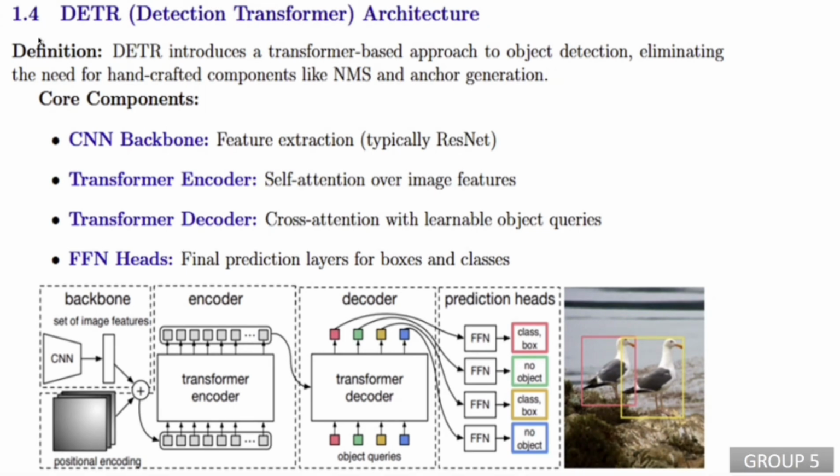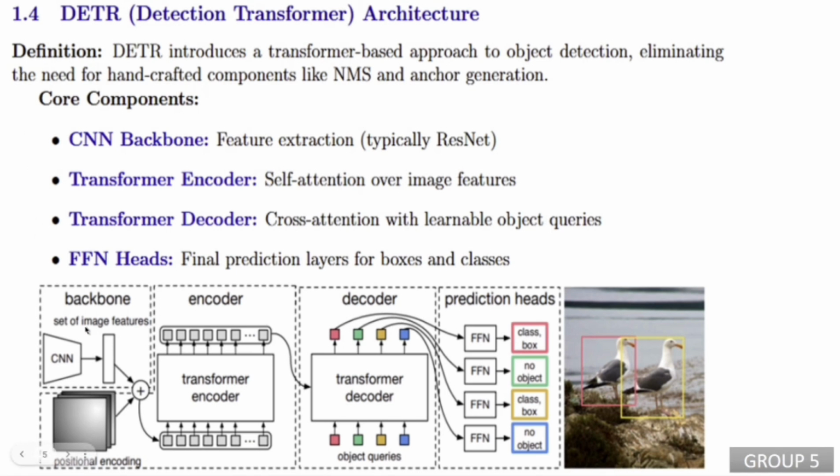Now I would like to talk about DETR, short for Detection Transformer, a model that fundamentally changed how we think about object detection. It was introduced by Facebook AI in 2020. DETR was the first fully end-to-end object detection model that successfully applied the transformer architecture, originally designed for NLP, to computer vision tasks. Traditional object detectors like Faster R-CNN or YOLO rely on complex pipelines involving anchor boxes, non-maximum suppression, and region proposal networks. In contrast, DETR simplifies the pipeline dramatically.